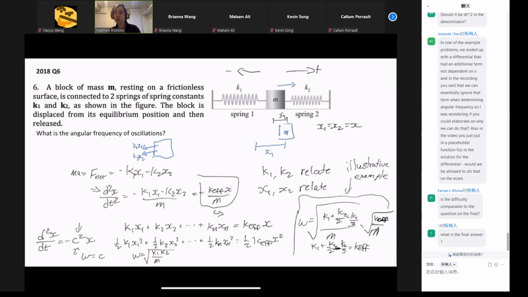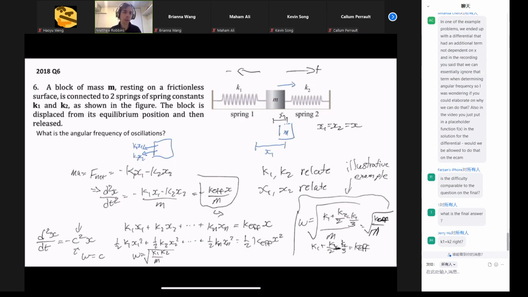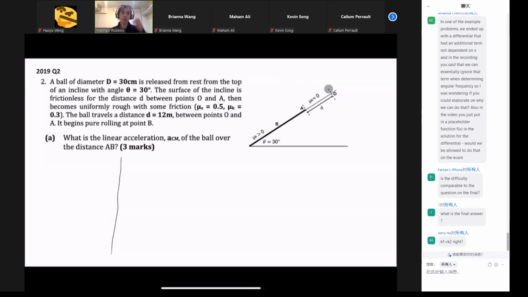Is this difficulty comparable to the question on the final? I'd say the final question will be on the more difficult side. Yeah, k1 plus k2.